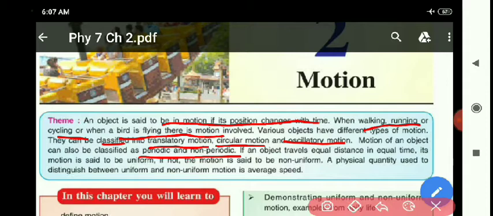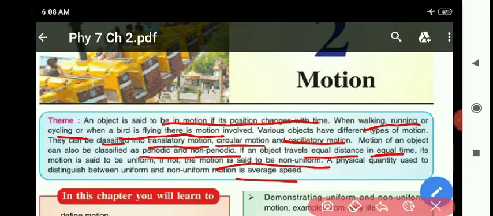If an object travels equal distance in equal time, its motion is said to be uniform. Uniform means regular, equal distance in equal intervals of time. If not, the motion is said to be non-uniform. A physical quantity used to distinguish between uniform and non-uniform motion is average speed. We have learned speed in the last chapter. So, speed is needed to differentiate between uniform and non-uniform motion.